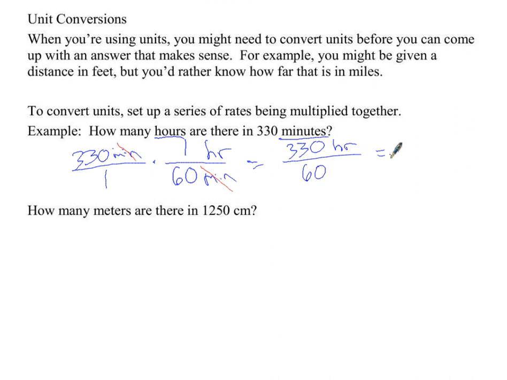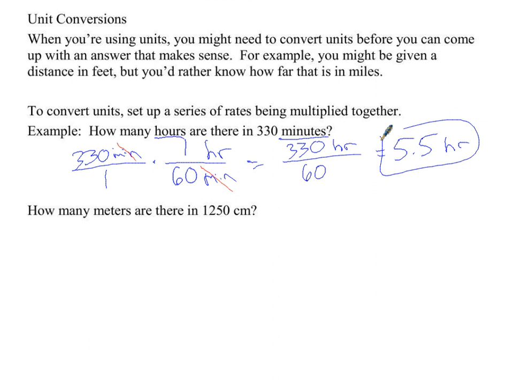That's a fraction that I can get a decimal for. So what is 330 divided by 60? What is it? 5.5 exactly? Okay. 5.5 hours. That's your answer.